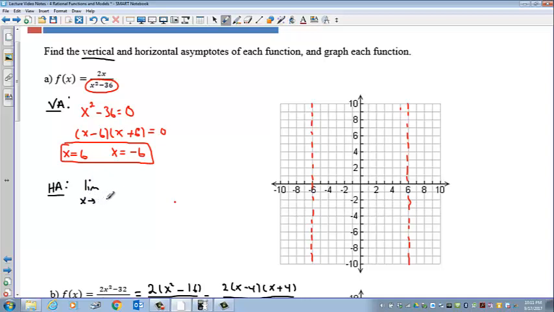So for horizontal asymptote, remember the idea. The idea is if you look all the way to the right or all the way to the left, if the height of the function is approaching a value, then that's a horizontal asymptote.